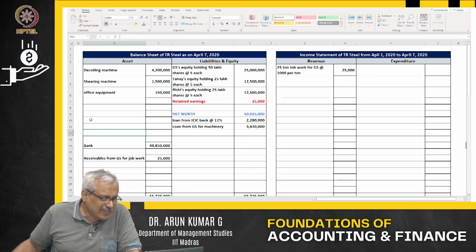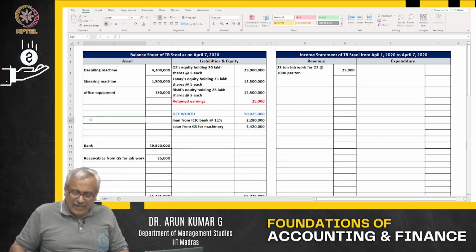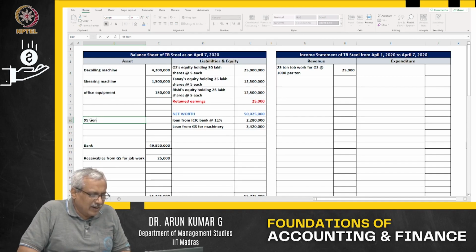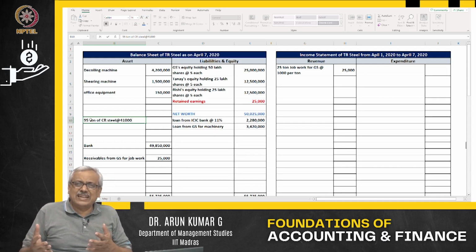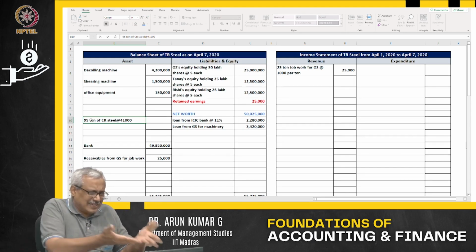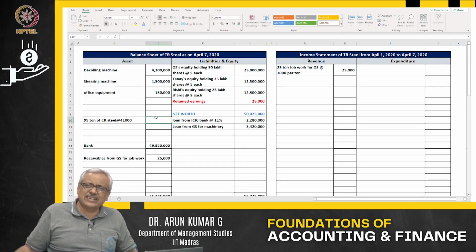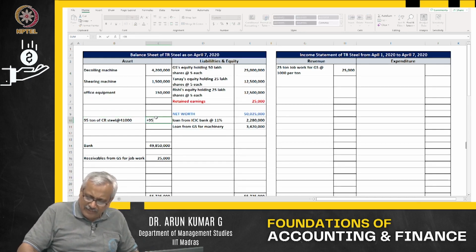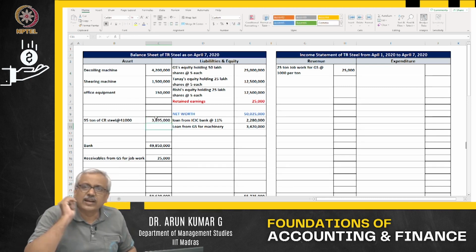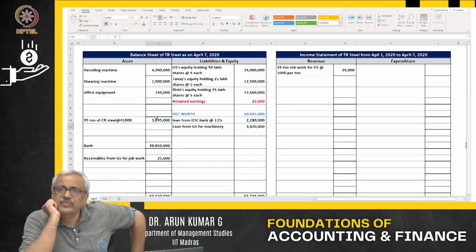95 tons of CR steel at 41,000. That means you have purchased it, it has come to you, you are the owner, it is an asset. That is why I am entering it here. What kind of an asset? Current asset, we will worry about that a little later. Current, fixed, etc. Now, what is happening? 95 tons at 41,000 per ton. Now, this is what you own, you have got it, it is there.